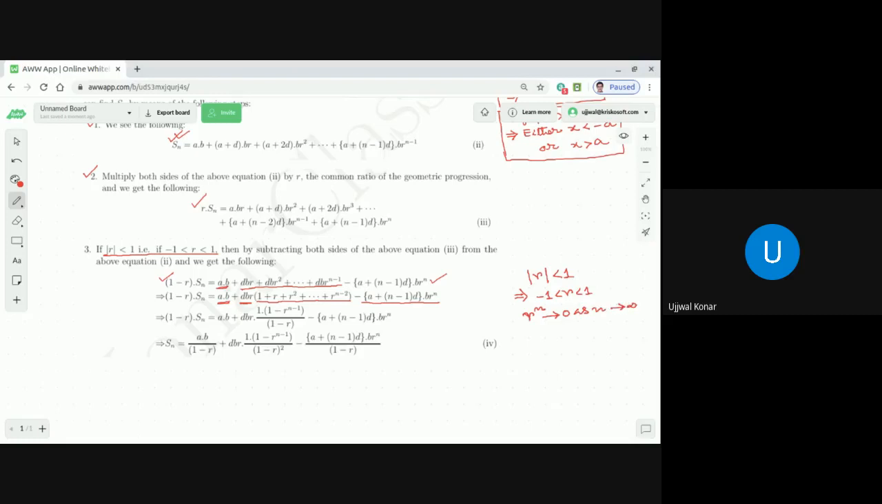Take r as a fraction. When the value of r is between -1 and +1, that means r is a fraction. Now, a fraction, if you raise it to a big power, tends to 0. Let me give an example. 1 by 3 is a fraction, and its value is less than 1. Now you make 1 by 3 to the power 1000. That will be very, very small. Even smaller, make 1 by 3 to the power 1 crore.